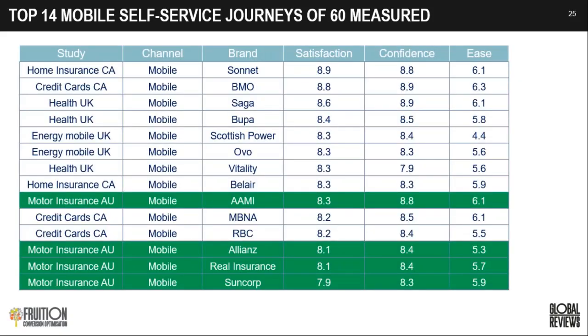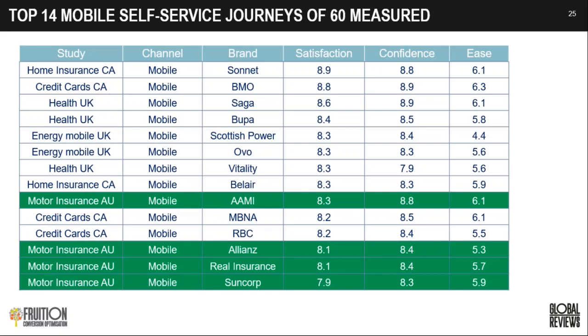On this chart, you can see there are only 4 motor insurance brands that make it to the top 14 in the world, and they all happen to be Australian brands. However, the top 3 industries are home insurance, cars, and health insurance in Canada and the UK, which have the highest satisfaction and confidence scores. So users have rated the self-service journeys on these particular websites much higher than the insurance brands.